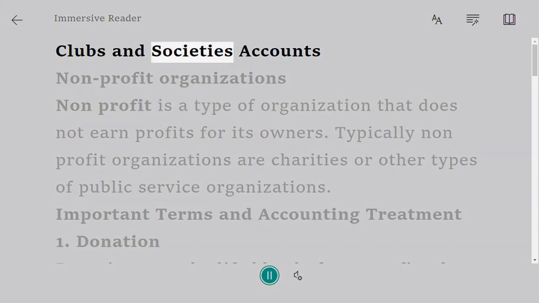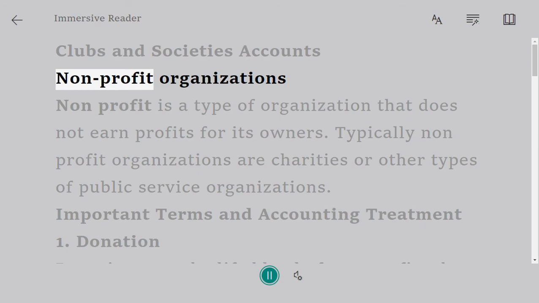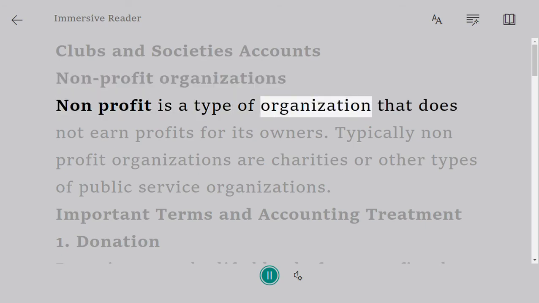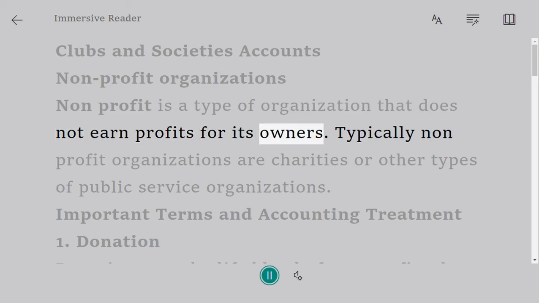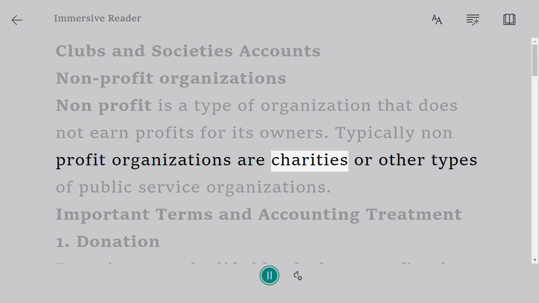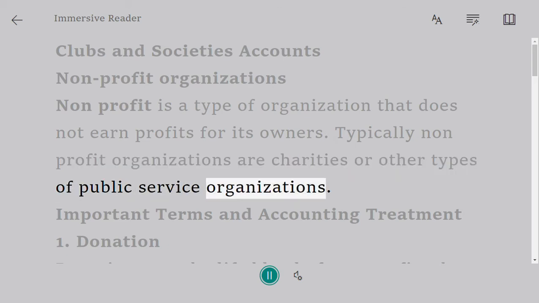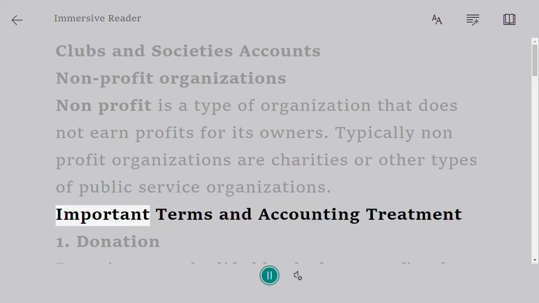Clubs and societies accounts. Non-profit organizations. A non-profit is a type of organization that does not earn profits for its owners. Typically, non-profit organizations are charities or other types of public service organizations. Important terms and accounting treatment.